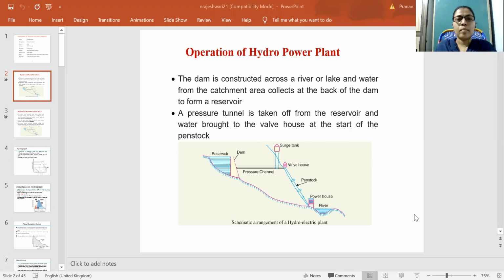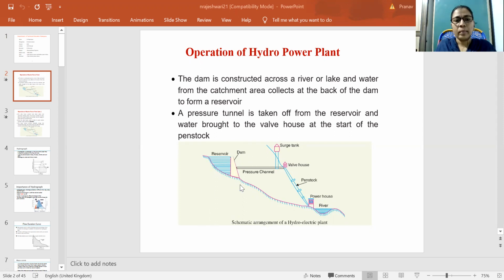The dam is constructed across a river or lake, and the water from the catchment area collects at the back of the dam to form a reservoir. So this is the catchment area for the hydroelectric power plant. In this catchment area, the reservoir is constructed before a dam.